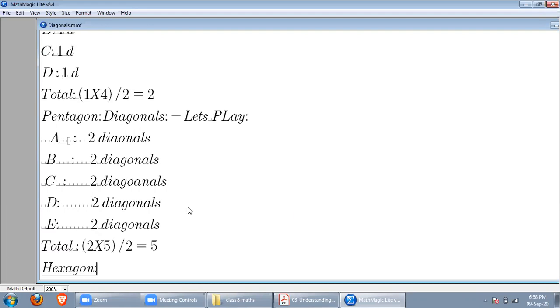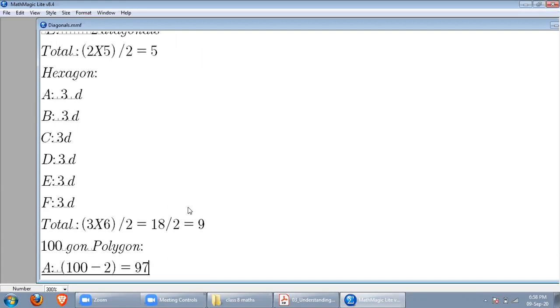Similarly, for hexagon, hexagon has 6 sides and 6 vertices, A, B, C, D, E, F, say. So from A, F and B will be adjacent. So it can connect only to C, D, and E to get the diagonals. So it will have 3 diagonals from vertex A. Similarly, from vertex B, we will get 3 diagonals because A and C will be adjacent to B, and the rest D, E, F can be connected to B to get a diagonal.